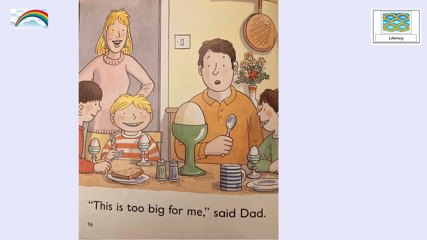"This is too big for me," said Dad. Look at everyone's faces, they are laughing because they've now played a great trick on Dad. So earlier on in the story, Dad played a trick on them by replacing one of the chicken's eggs with an ostrich egg, but now they're getting their own back on Dad because they have given Dad an ostrich egg for his breakfast. Look at it, isn't it huge?